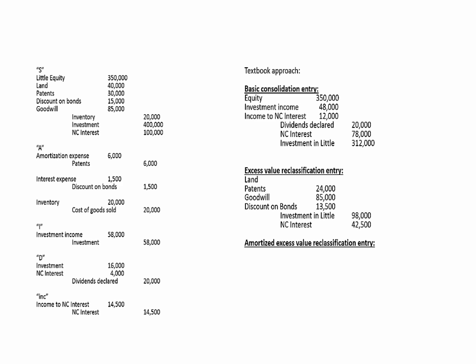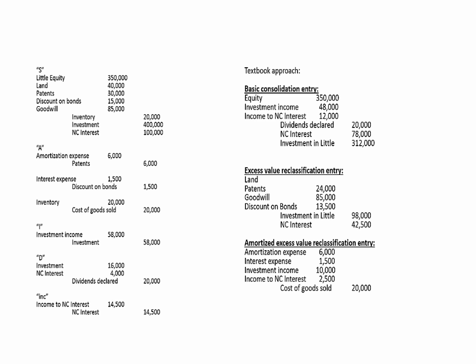Finally, we do our amortized excess value reclassification entry. Here's where we're dealing with what essentially we refer to as the A for amortization. So we're going to go ahead and record $6,000 of patent amortization, $1,500 of interest expense, and we had that $20,000 adjustment to cost of goods sold. Now, these adjustments to earnings, those accrue to the parent via their investment income and the subsidiary via their non-controlling interest in, or income to the non-controlling interest.